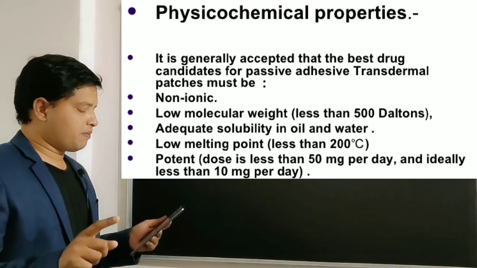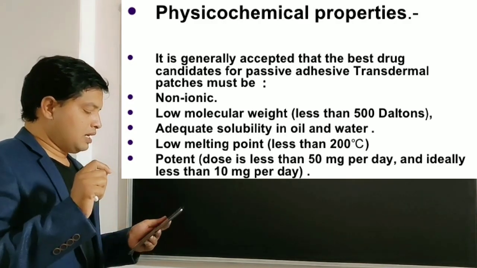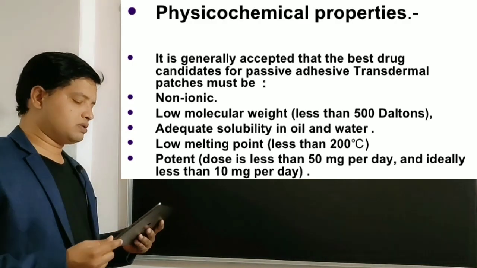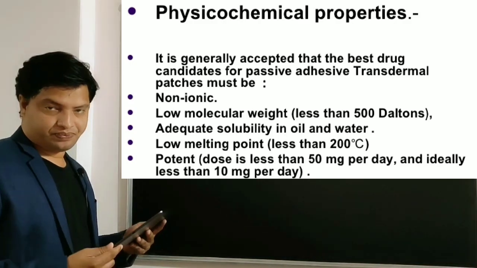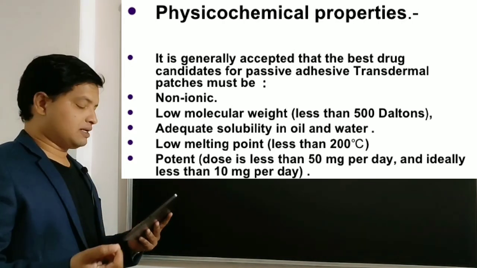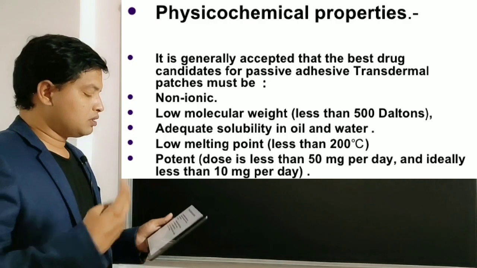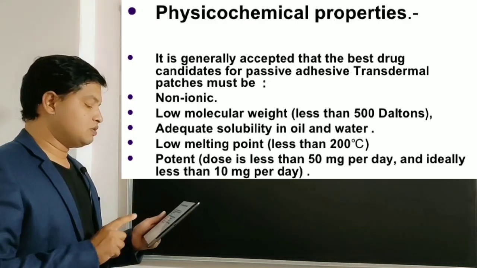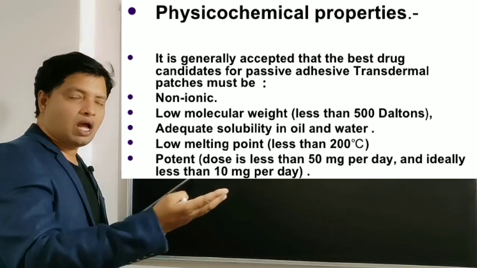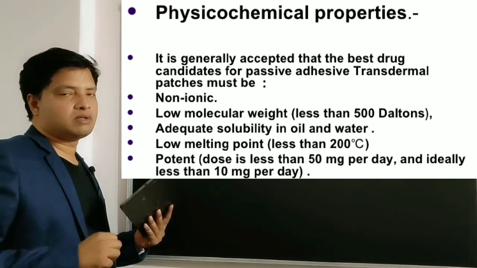The physicochemical properties: it is generally accepted that the best drug candidates for passive adhesive transdermal patches must have certain characteristics. What are the characteristics? The physicochemical properties are that it should be non-ionic. Okay, if it is purely ionic, the drug won't penetrate the skin.